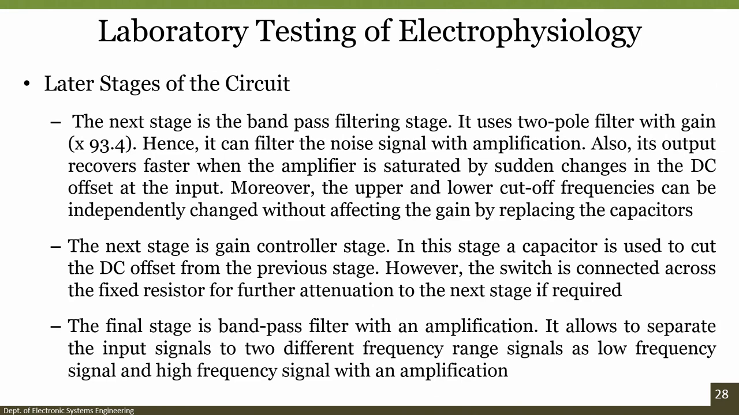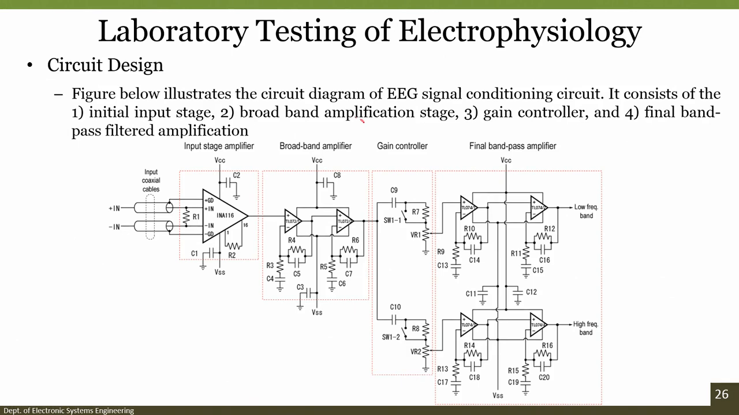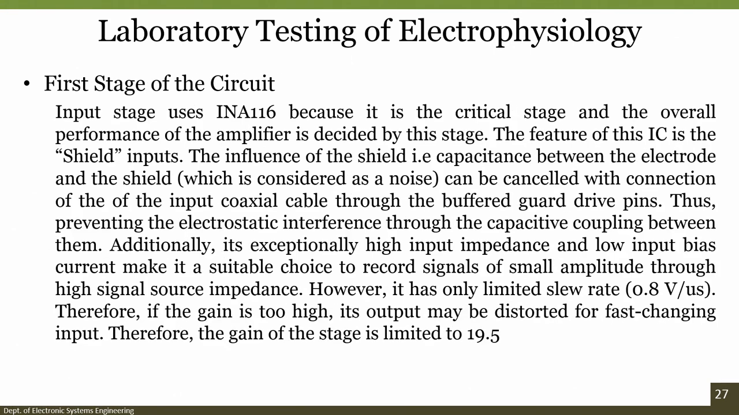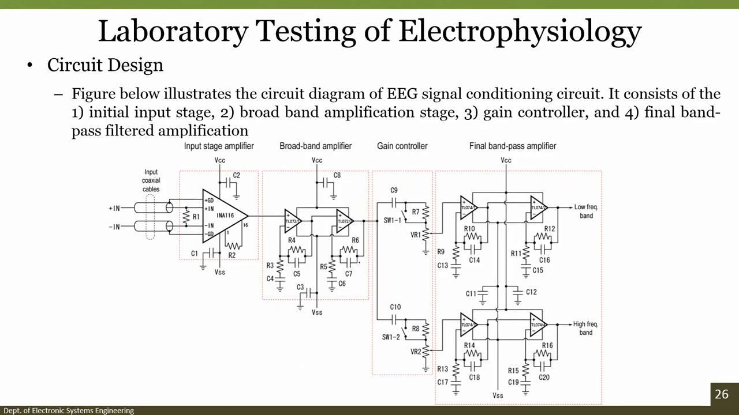While if I talk about the second and third stage, we see that the next stage is a band pass filtering. If I go back, you see this is a band pass filter, right? So, what is the role of the band pass filter? It uses a 2-pole filter with a gain of 193.4, hence it can filter the noise signal with amplification. Also, its output recovers faster if the amplifier is saturated by sudden changes in DC offset at the input. That is the advantage of the filter circuit. Right, and the upper and lower cutoff frequencies can be independently changed without affecting the gain by replacing the capacitors. You see the upper and lower frequency, we can change it by replacing the capacitors, and so it is not really difficult.